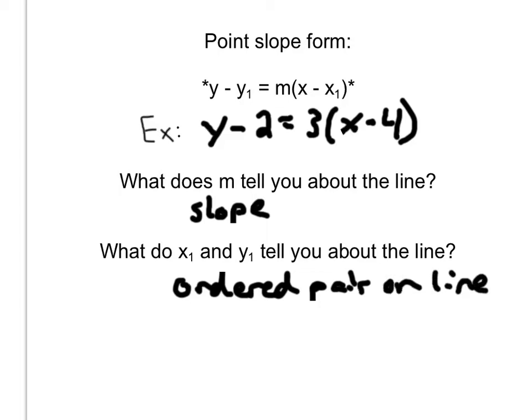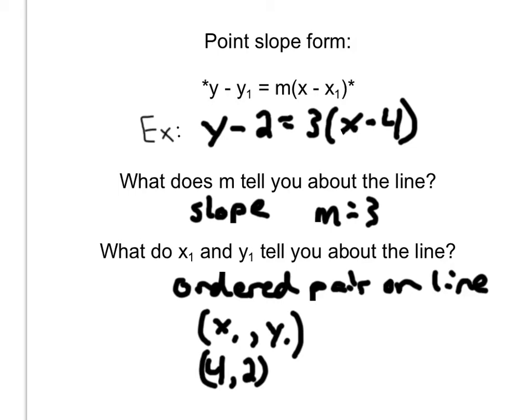Okay, so in this example up here, my m is 3, and my ordered pair that I would have, well, again, this is x minus x1, so my x1 is the x value in my ordered pair. Okay, so x1 matches up with y1 for my coordinate. So in this case, my x1, the number I'm taking away from the x variable, is 4. And the y1, what I'm taking away from y, is 2 in this case.